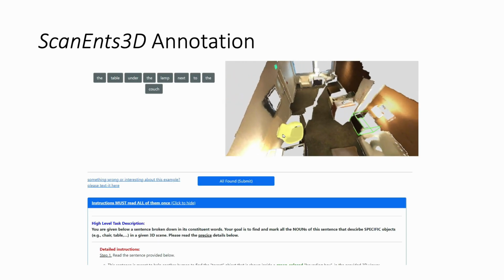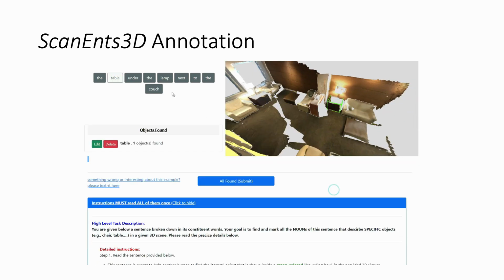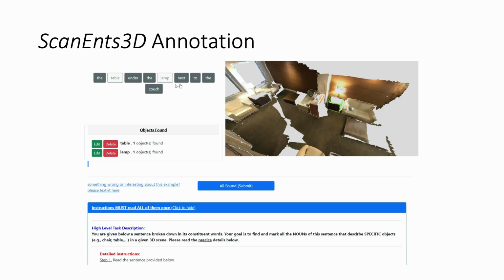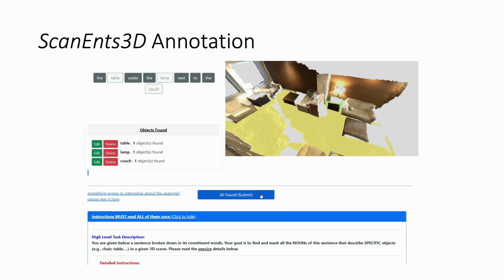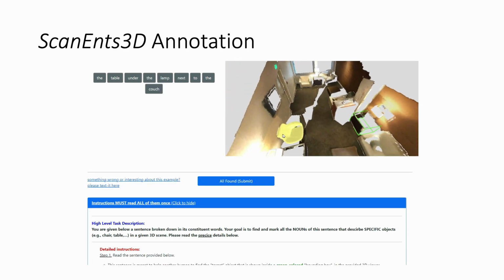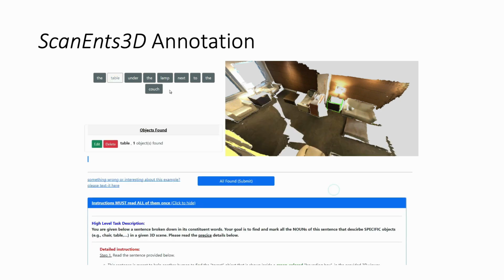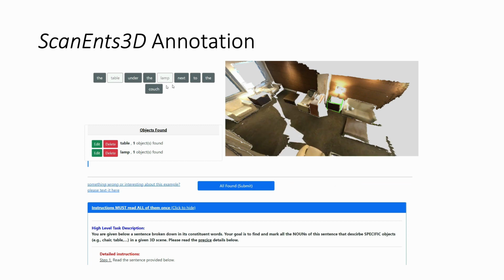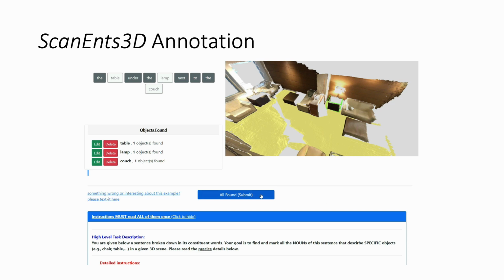The collection of ScanEnts3D dataset consists of two phases. The first phase is the annotation phase, where an annotator is given an utterance and the 3D scene. The utterance describes one specific object in the 3D scene. The annotator is first asked to mark each noun entity that describes one or more specific objects, for example, table, lamp, or the couch, in the utterance, and then the annotator must highlight the corresponding 3D objects in the given 3D scene. The annotator can zoom, pan, or rotate the 3D scene to find the corresponding 3D objects.